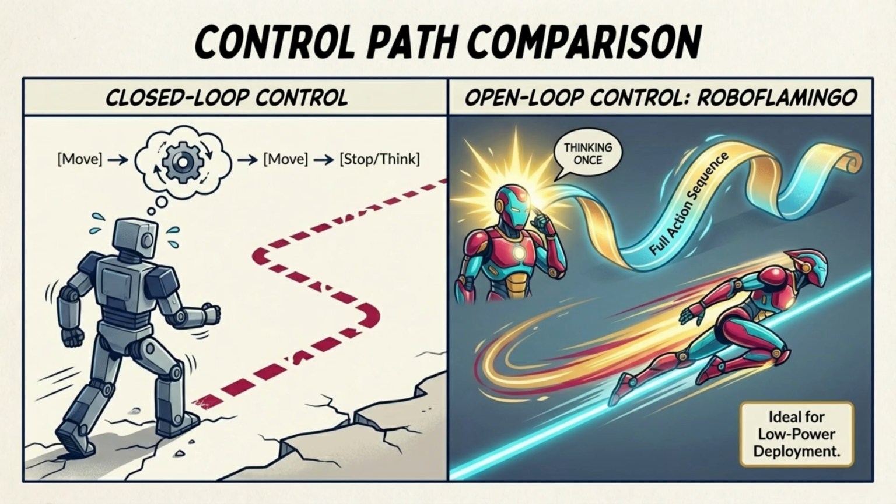One clever aspect is the potential for open-loop control. Instead of predicting one action at a time, RoboFlamingo can predict action sequences all at once, then execute them without running the model again. This significantly reduces computational requirements during deployment, making it feasible on less powerful hardware.